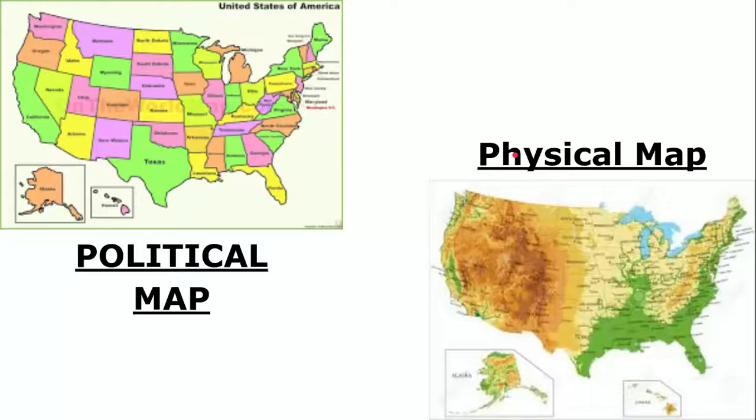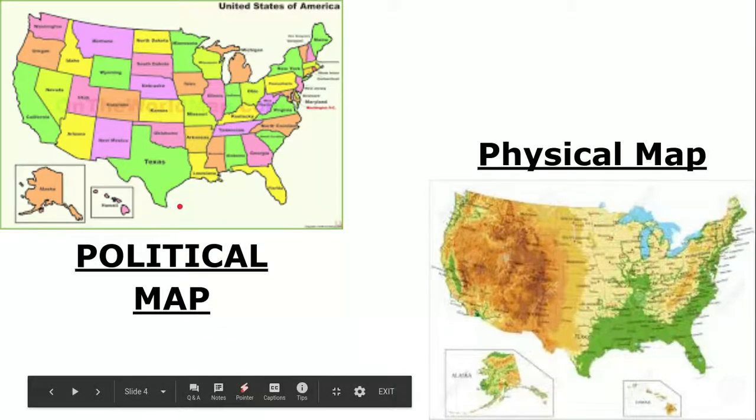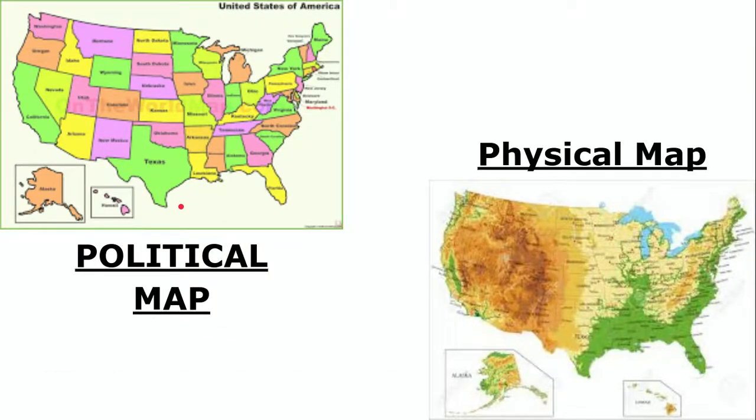Now, there are 2 different types of maps that we're going to cover in class. One is a political map and one is a physical map. The political map is exactly that. It deals with politics. A political map provides boundaries and locations of political units such as states, countries, counties, cities, and towns. If you are the governor of Texas, this green area here is what you are the governor of. So it's divided amongst political units.